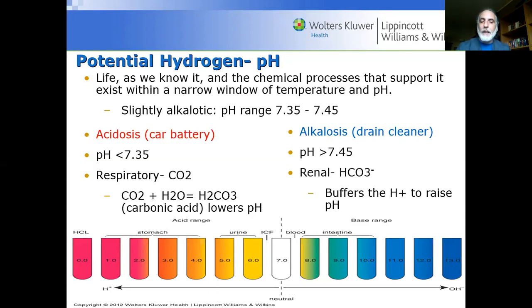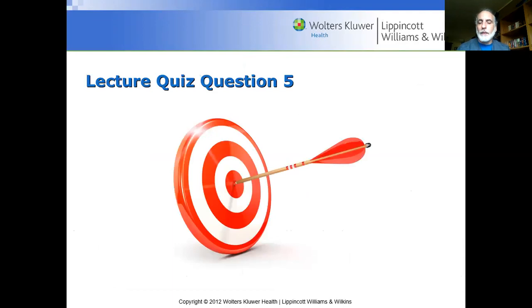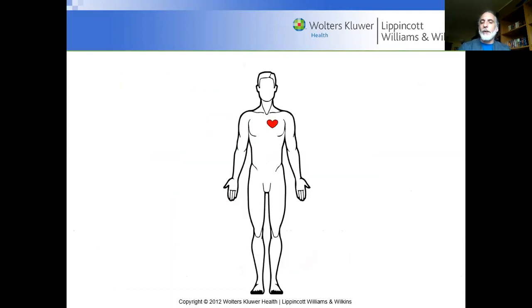Okay. So if I was at 7.34 and my kidneys excreted some bicarbonate to buffer up some of that potential hydrogen, then my pH increases. Hope I've made that as clear as mud. Oh, here's Pat. Let's look at Pat. What's going on with Pat today?